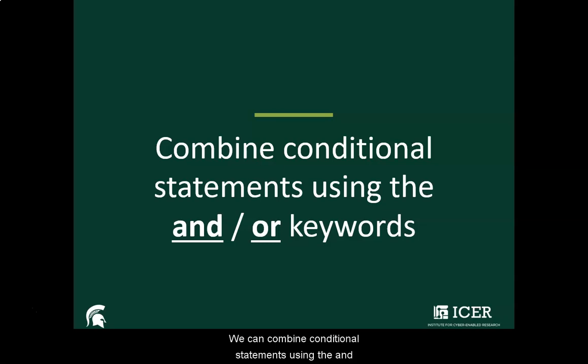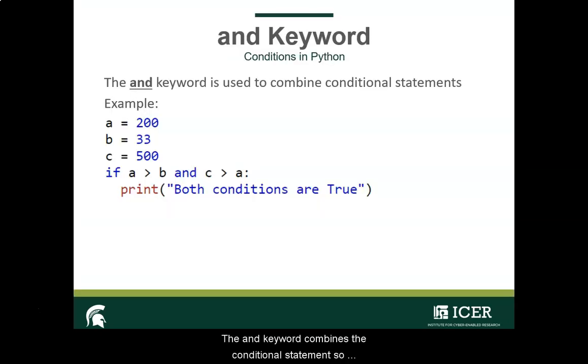We can combine conditional statements using the and or or keywords. The and keyword combines the conditional statements, so you need both of them to be true in order to proceed. So in the example here, we still have A is 200, B is 33, and we've added a variable C, which is defined as 500. So if A is greater than B, which it is, and C is greater than A, which it is, both of my expressions are true, my statement is true, and so I will print the statement.